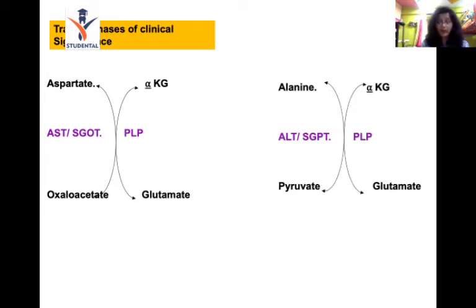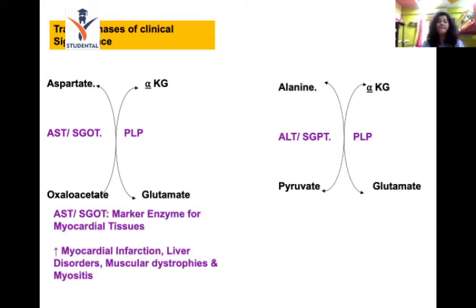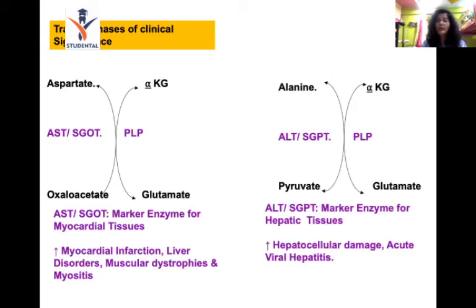Now, why are we discussing these two transaminases? Because these two transaminases have clinical significance. AST or SGOT is used as a marker for myocardial tissue, and its level increases very high in case of myocardial infarction. Even its level increases in liver disorders, muscular dystrophies, and myositis. While ALT or SGPT acts as a marker enzyme for hepatic tissue, and the level increases very high in hepatocellular damage, as in acute hepatitis, even drug-induced hepatitis. So these were the transaminases of clinical importance.